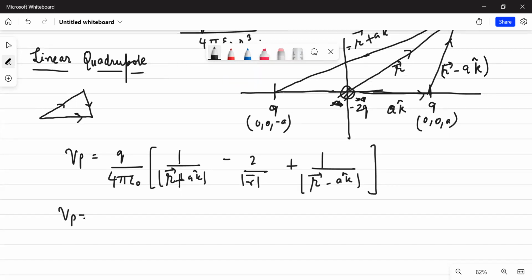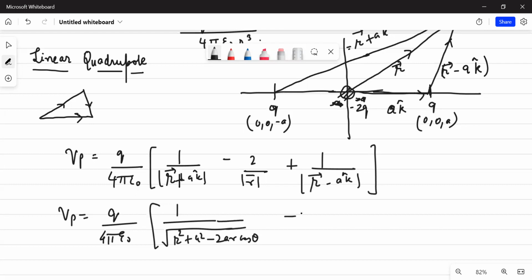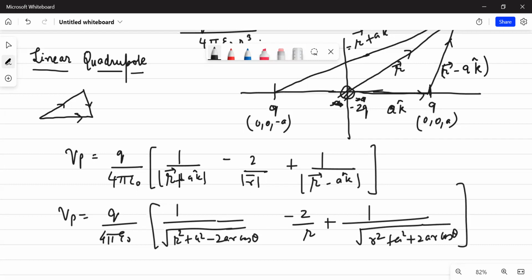I know this resultant modulus would give us q upon 4 pi epsilon naught, times 1 upon root over r square plus a square minus 2ar cos theta. Then I'll simply write minus 2 upon r, and then 1 upon root over r square plus a square plus 2ar cosine. Is that clear?